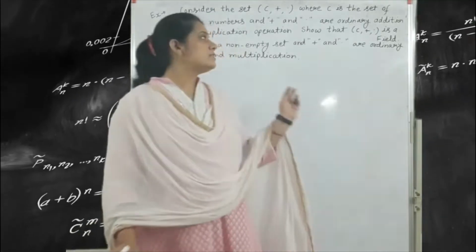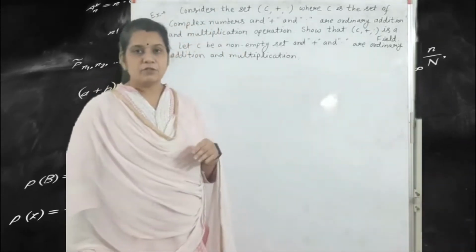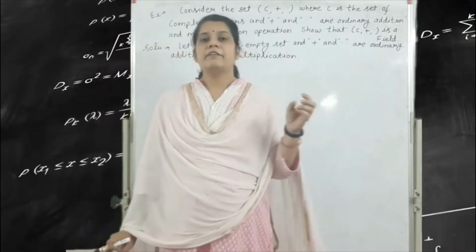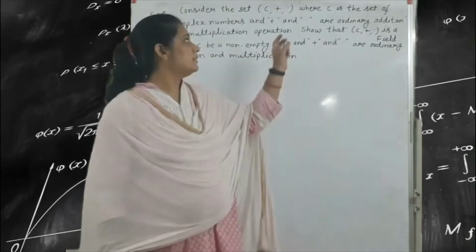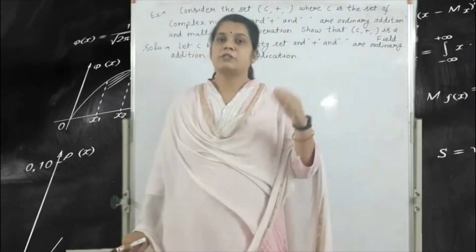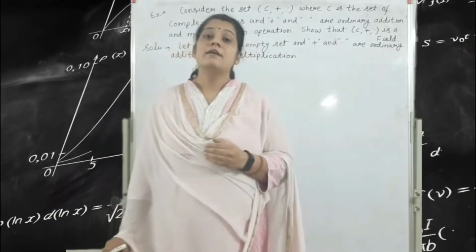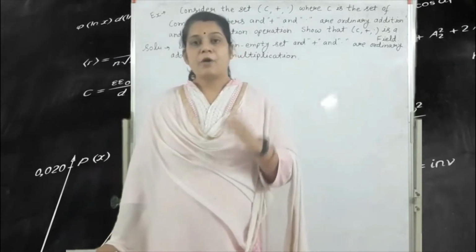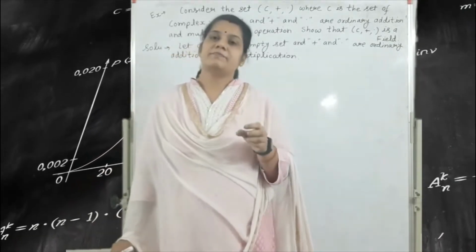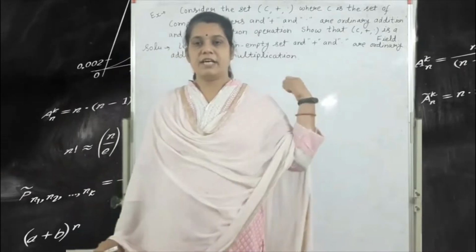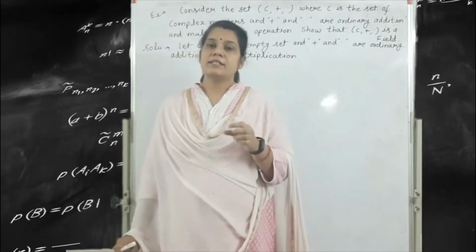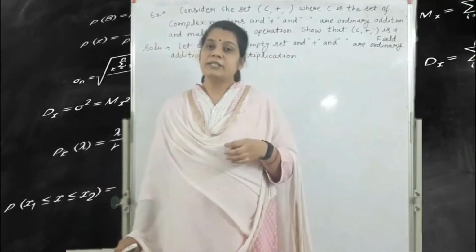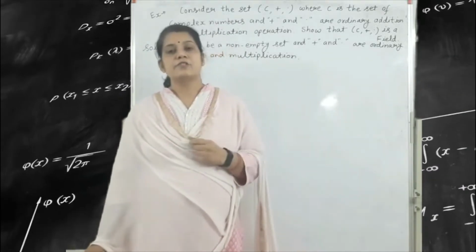Okay, so today's example depends on the field. That means we are given a set of complex numbers and we find out whether, with respect to addition and multiplication, it is a field. So for finding the field, we find out the properties. That means F with respect to plus: set C with respect to plus is an abelian group, set C with respect to multiplication is an abelian group, and the distributive law.